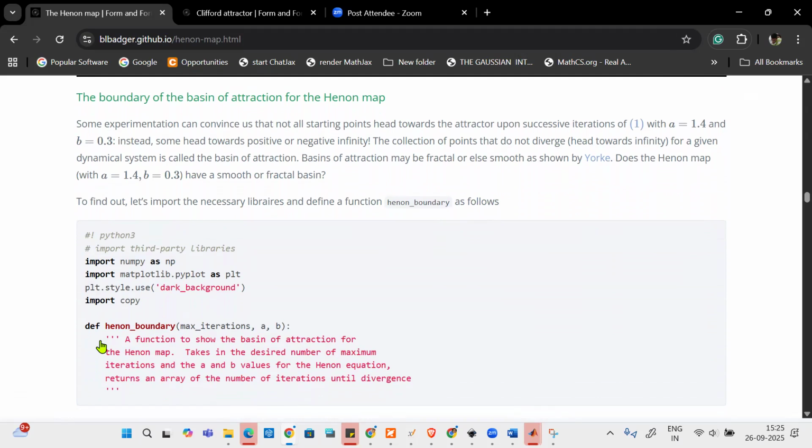I told you that some of you tried some initial conditions that gave you a chaotic Henon attractor, and some initial conditions gave you a divergence to infinity, right?